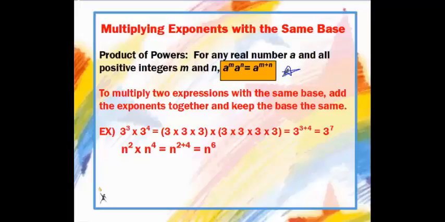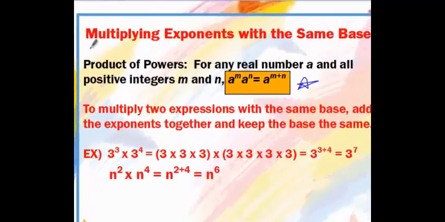So, do you remember seeing this before? Kind of? Okay, if you're at kind of, then you should probably grab this section right here. Product of powers. For any real number a and all positive integers m and n, a to the m times a to the n equals a to the m plus n. So it's the definition of it in English.